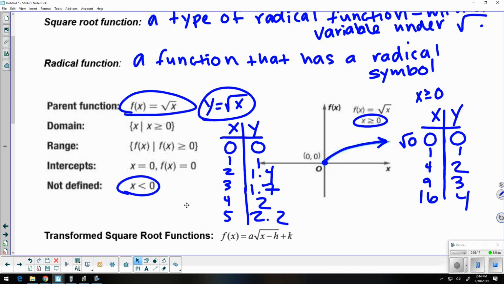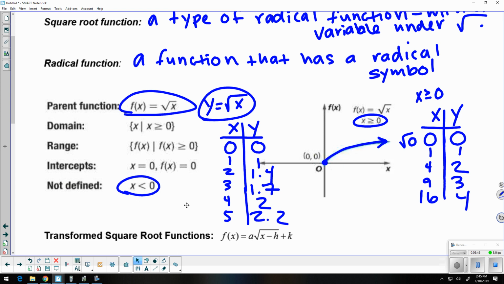If I plugged in -2, for instance, if I wanted to choose -2 for x, well, I'm taking the square root of -2. If you take the square root of -2, you know it's going to be an imaginary number. You can obviously see in this coordinate plane, we're not graphing imaginary numbers. You can't graph an imaginary number with a real coordinate plane. So you can't choose anything that's going to have a negative square root. You can't be taking the square root of a negative number. You will get an imaginary solution.